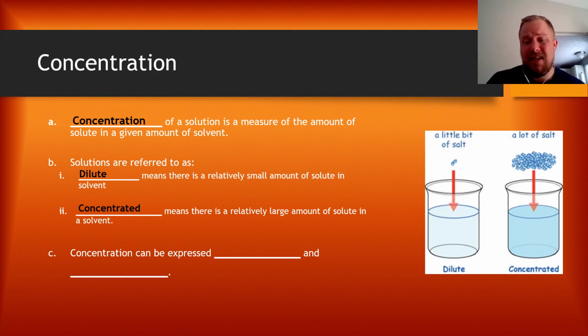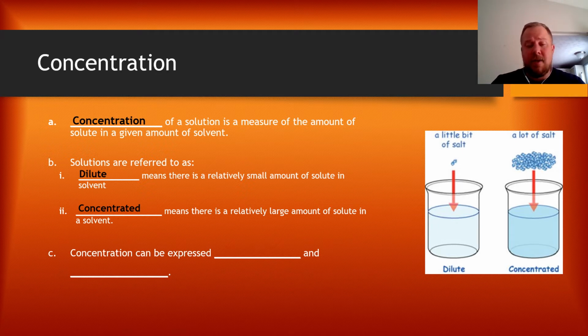You can see in the little diagram on the right side of your screen, we have our dilute and our concentrated solution. And think about this. A lot of you make Kool-Aid at home. Some of you like your Kool-Aid a little more dilute, don't like a whole lot of sugar dumped in there, whereas some of you like a whole bunch of sugar dumped in there. So it's just personal preference. You can think of it that way.